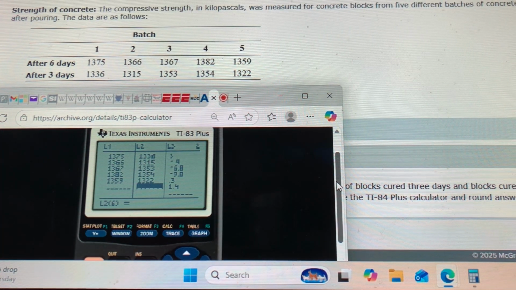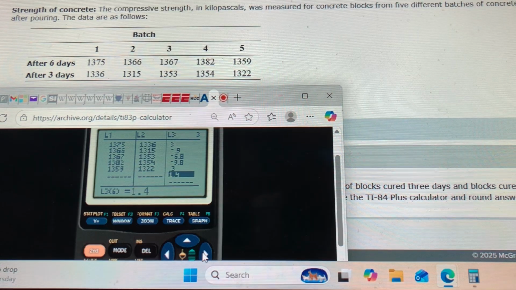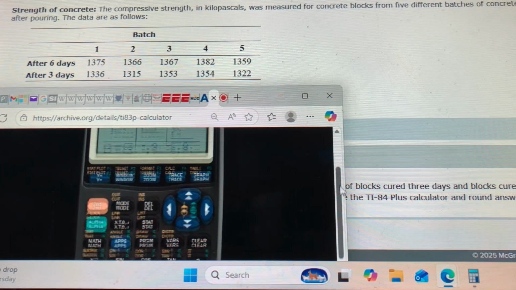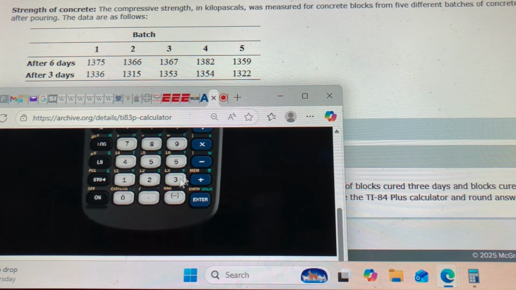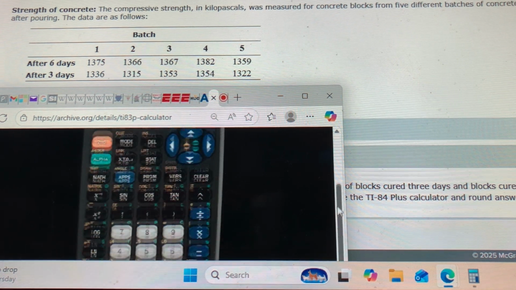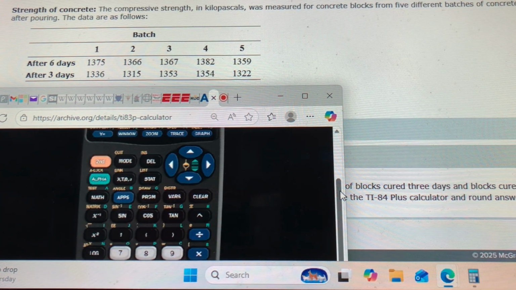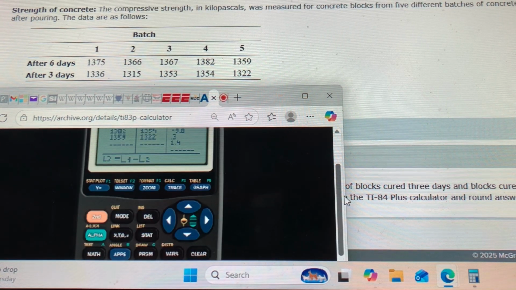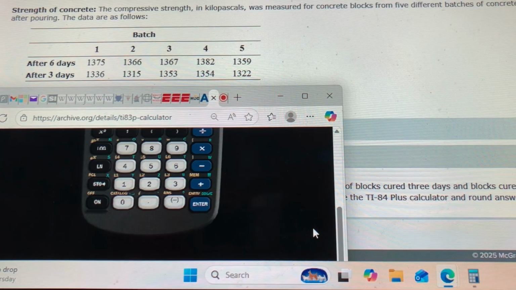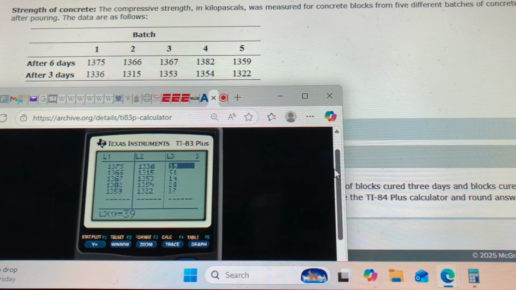Okay, see how the old data is still in L3, but I'm going to right arrow over to L3. I'm going to go all the way to the top of L3. And if you type second 1 for L1 minus second and the number 2 for L2. And before I press enter, see at the bottom how it says L1 minus L2 in L3. Then press enter and it zaps over the old ones with the new data.